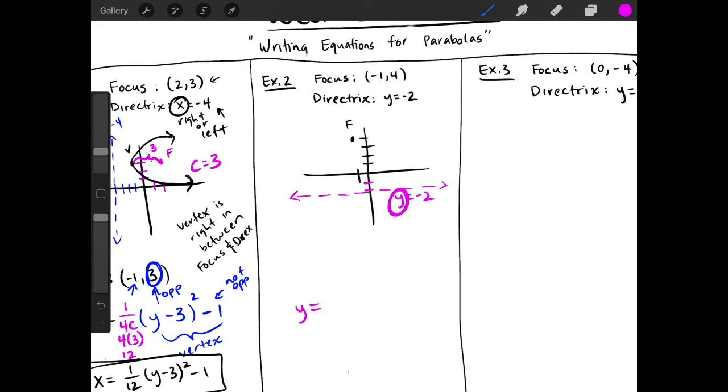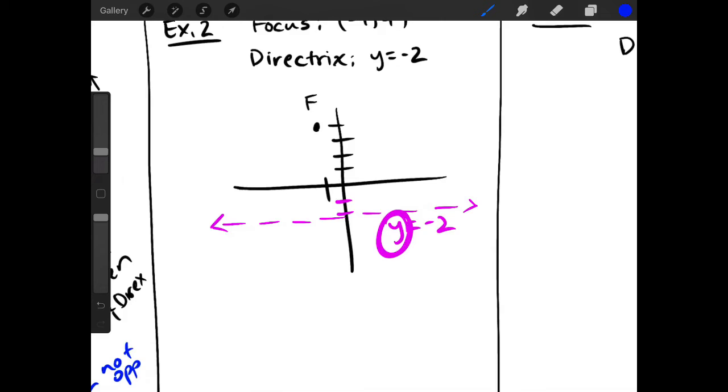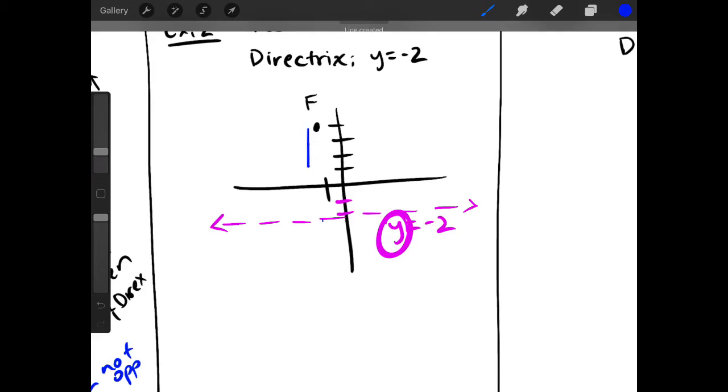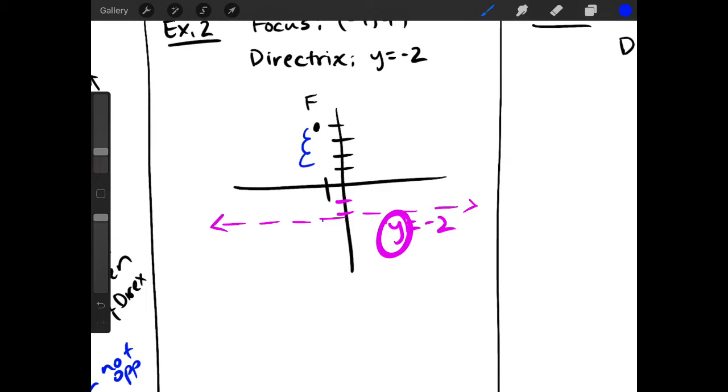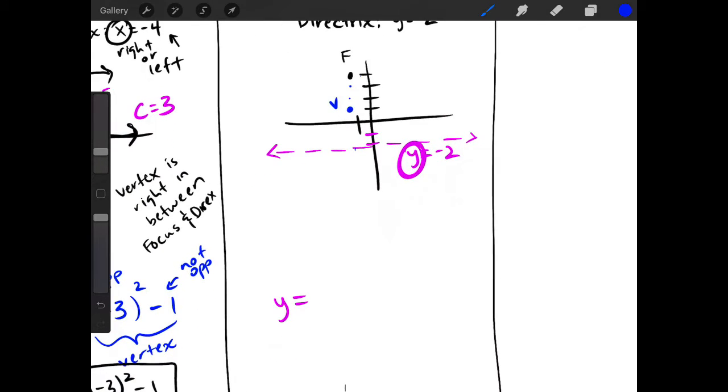The second piece, we need to find the vertex, right? The vertex, again, splits this focus and directrix in half. There's what? 1, 2, 3, 1, 2, 3, 4, 5, 6. So again, we're going this distance of 3. It just happens to be that way. So let's go 1, 2, 3 from the focus. That right there splits it in half perfectly. That's our vertex. So we can go down here and say what our vertex is. That's (-1, 1).